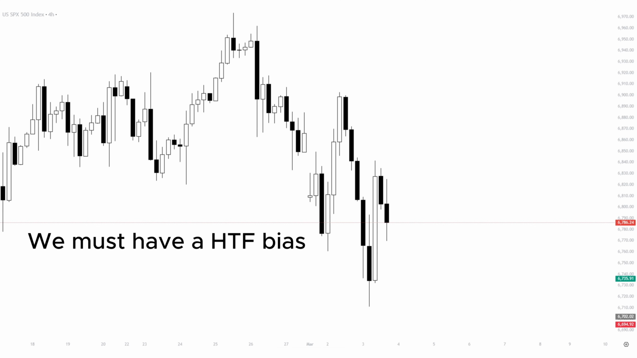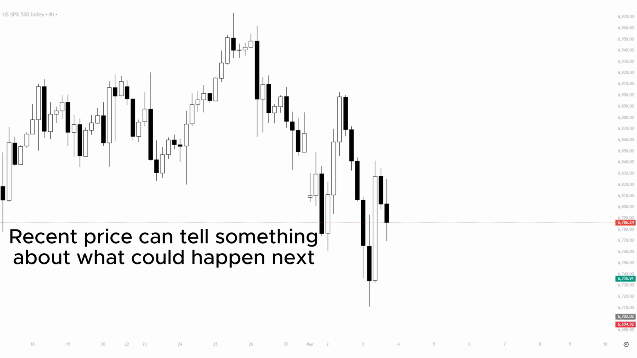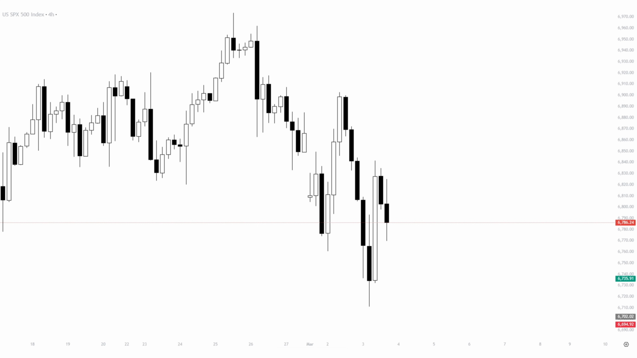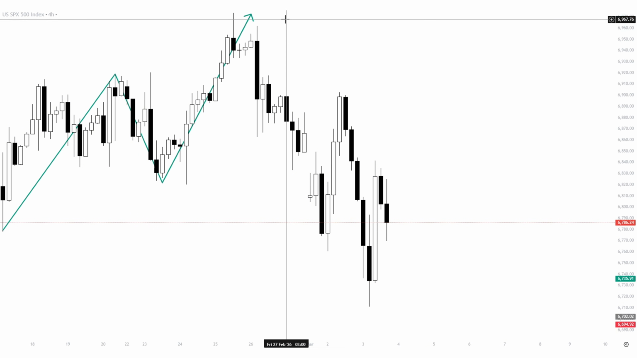We must have a high time frame bias in the first place. If we analyze what happened recently, that might help in knowing with a higher probability of what could happen next. And from a bigger picture perspective, we had this market going up, then pulling back down, and going up again. So it has a price action of an uptrend.